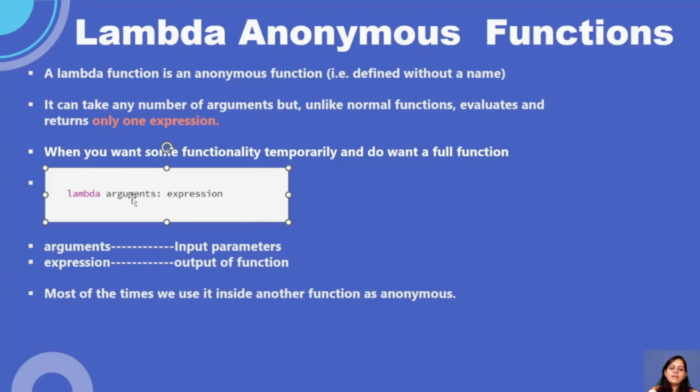So this is the syntax, guys: lambda arguments and expressions, and you need to assign it to some variable name, right? So arguments are nothing but your input parameters. Expression is nothing but your output of the function. And most of the time we use it inside another function, like I have already said. These are anonymous, they do not have any names.